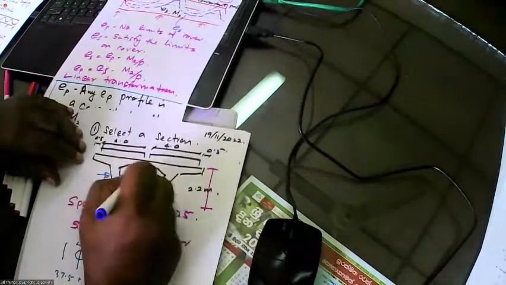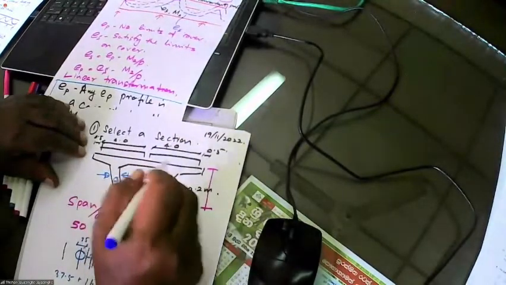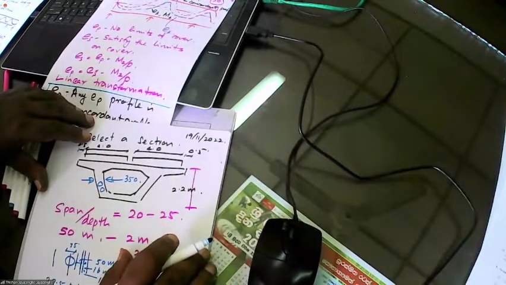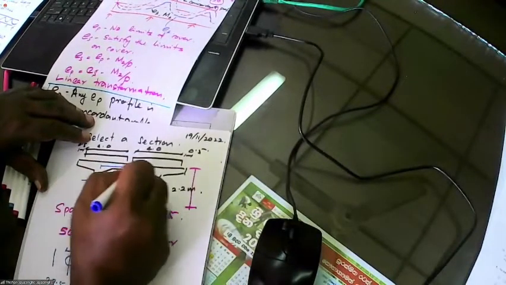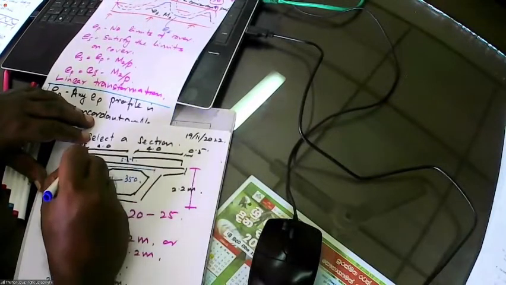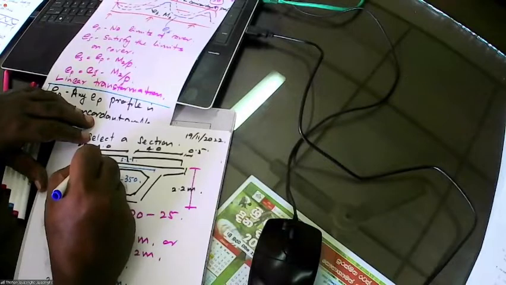Now you know the width of it. What can you say about the size of the top flange? Here you get about 5.5 meters. And then the cantilevers of 2 meters each.